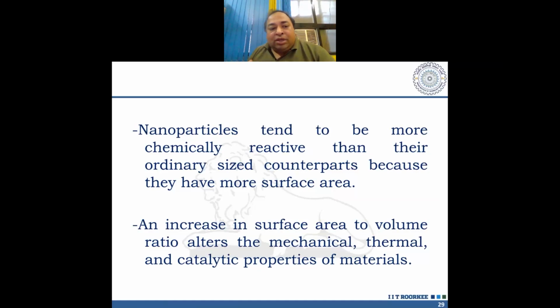Nanoparticles, we know now that they change their properties. But the question is, how are they going to change their properties? They tend to be more chemically reactive than their ordinary size counterparts because they have more surface area. And an increase in surface area to volume ratio alters the mechanical, thermal, and catalytic properties of the material.